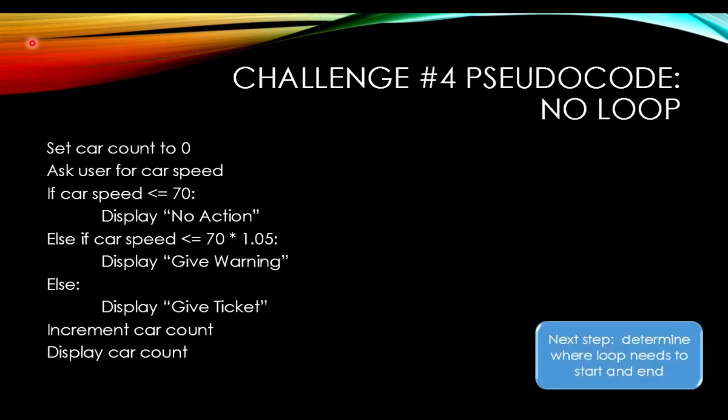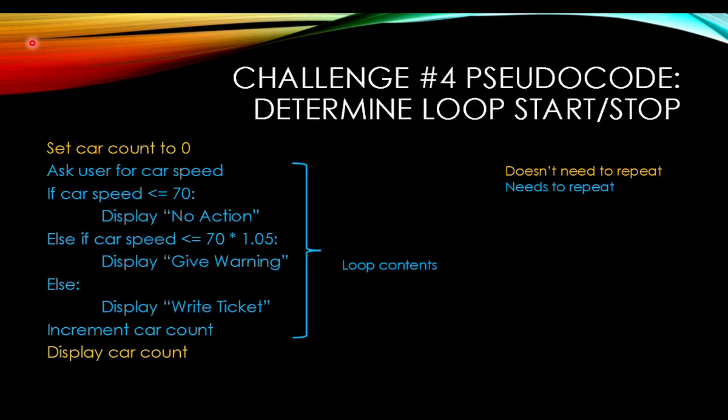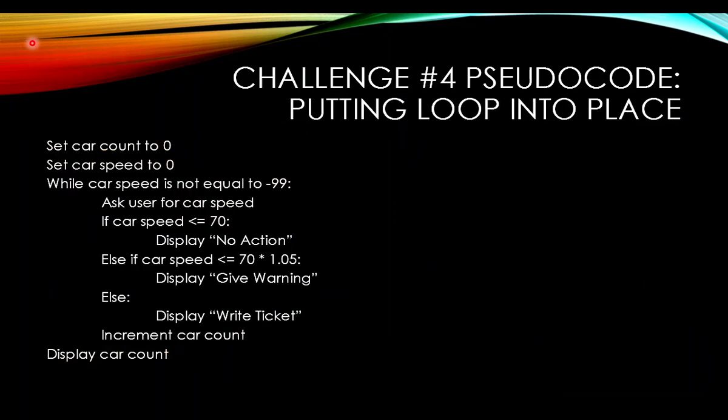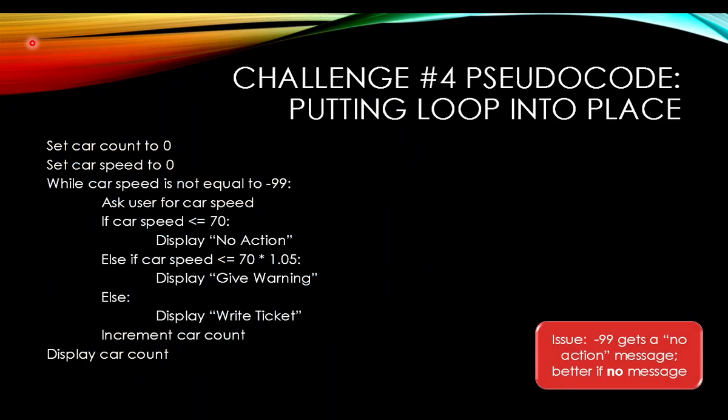So here's an example without the loop. Then determine where the loop needs to start and end. We walked through that and we figured out, looking line by line, what needs to repeat, what doesn't. So we knew the loop contents. Determine what type of loop makes best sense. We knew a while made the best sense, right? Then we realized that we had a problem if you test it with the negative 99, if you start writing the code. So we don't really want the no action message.